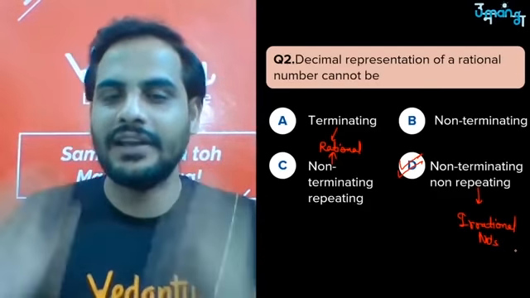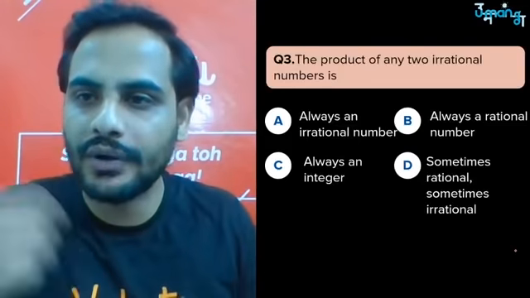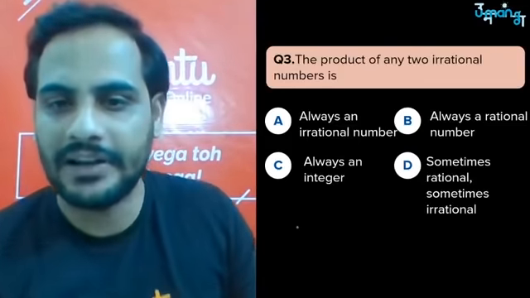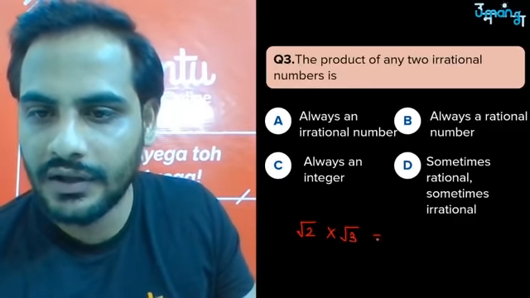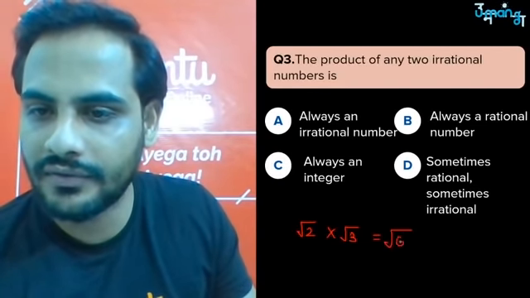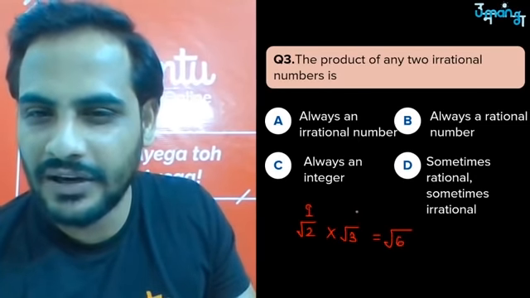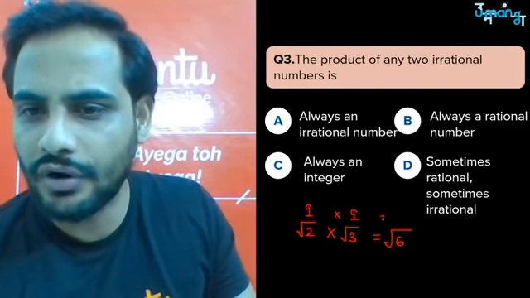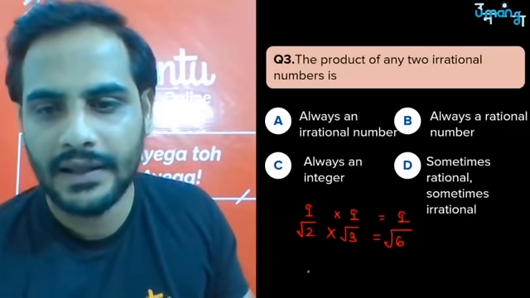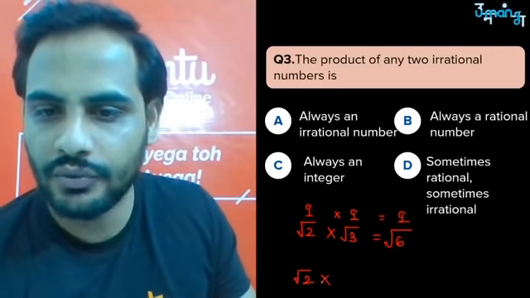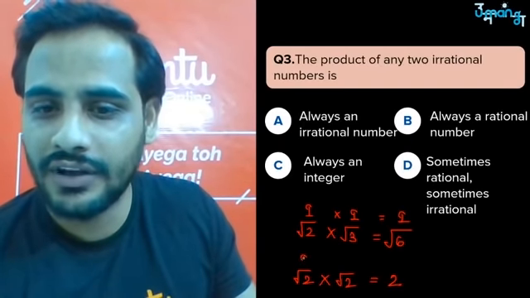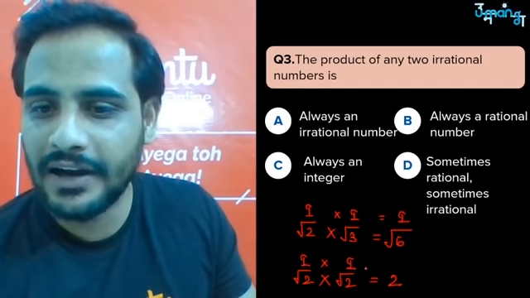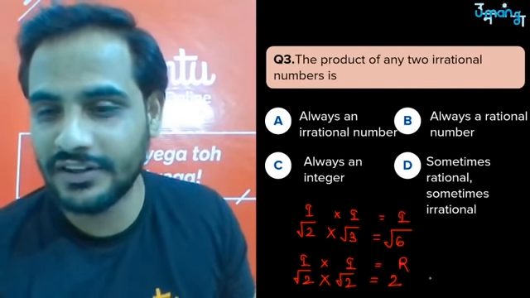The product of any two irrational numbers. Now understand this part. If I multiply square root of 2 with square root of 3, you know the answer will be square root of 6. So irrational number multiplied with irrational number, you got your answer as irrational number. If I multiply square root of 2 with square root of 2, I am getting my answer as 2. So here you can see irrational number multiplied with irrational number is giving you a rational number.